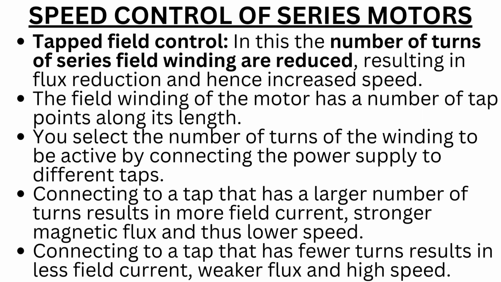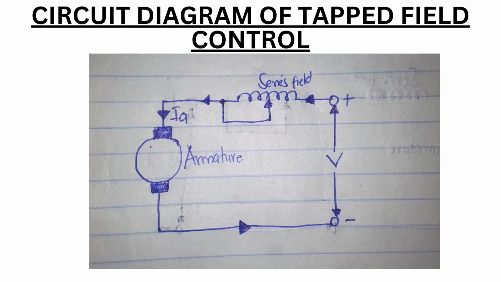Now let us look at tapped field control. In this, the number of turns of series field winding are reduced, resulting in flux reduction and hence increased speed. The field winding of the motor has a number of tap points along its length. You select the number of turns of the winding to be active by connecting the power supply to different taps. Connecting to a tap that has a larger number of turns results in more field current, stronger magnetic flux and thus lower speed. Connecting to a tap that has fewer turns results in less field current, weaker flux and high speed. The circuit diagram below is of tapped field control. As is shown, the series field can be tapped at any length.